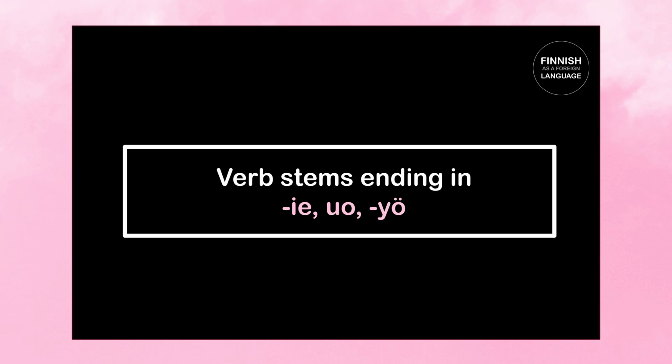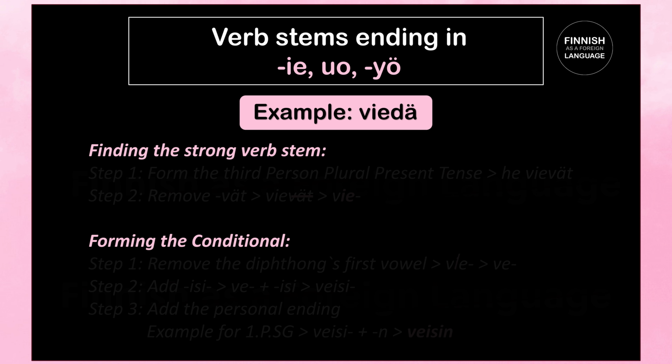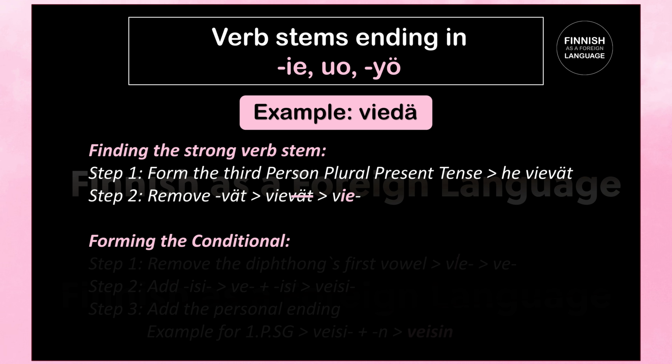Right? Now, rule number 4, verb stems ending in diphthongs. For example, ie, uo, or yö. For example, vieda. Again, we want to find the verb stem. Step number 1, we form the third person plural present tense of vieda, which is he vievät. And then in the second step, again, we remove the vat ending. That means vievät changes to vie.